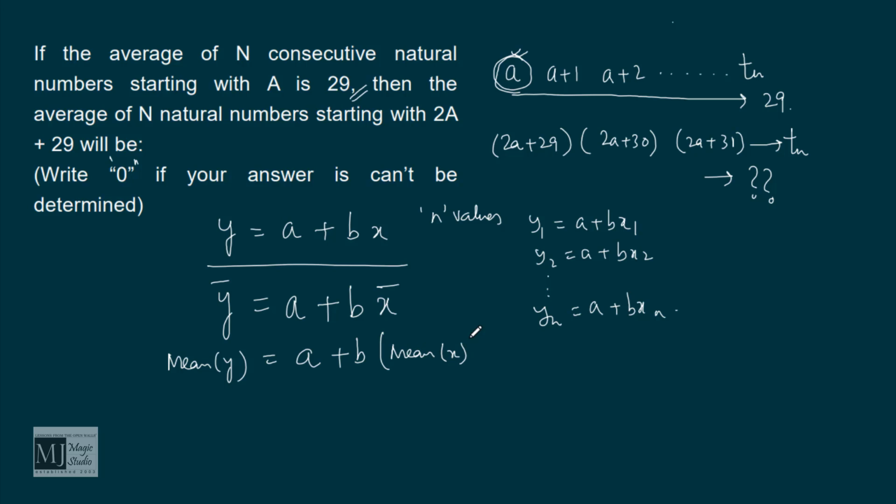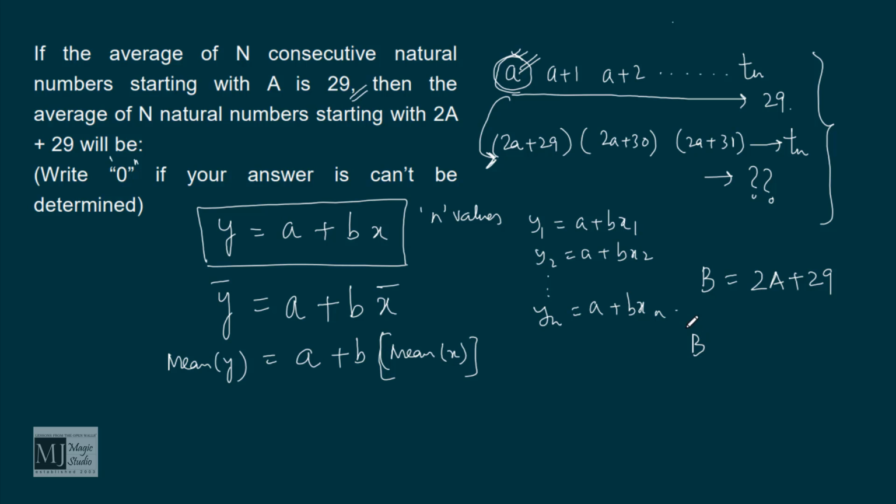Now if we look carefully in our question, if I take this as a and this as b, what is b? b is 2 times a plus 29. Doesn't it look like this? y equals a plus bx. Can I say b bar, that is the mean of series b, is equal to 2 times the mean of a plus 29? The mean of a was given as 29. That is 2 into 29 plus 29. 3 into 29 is 87.